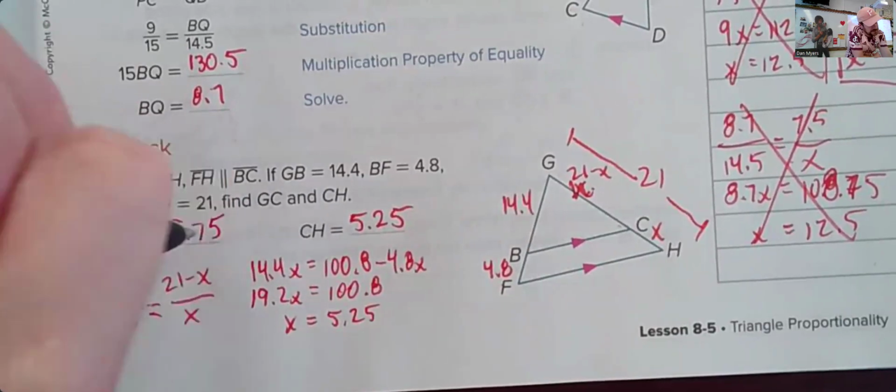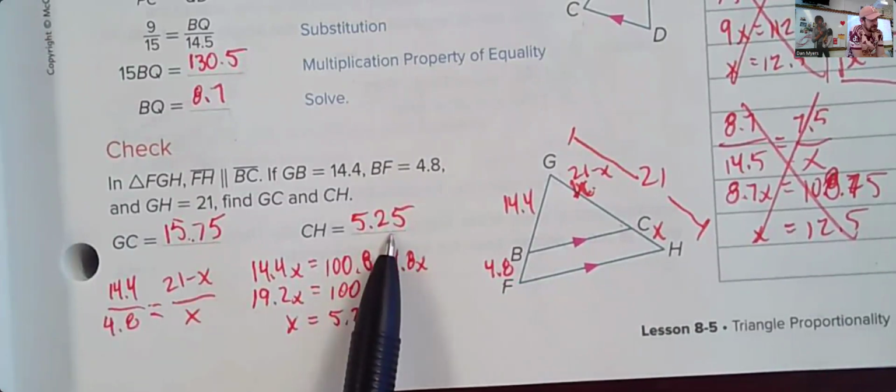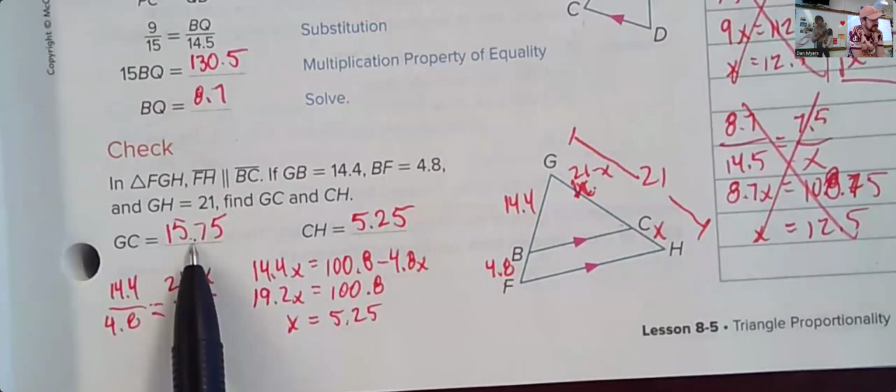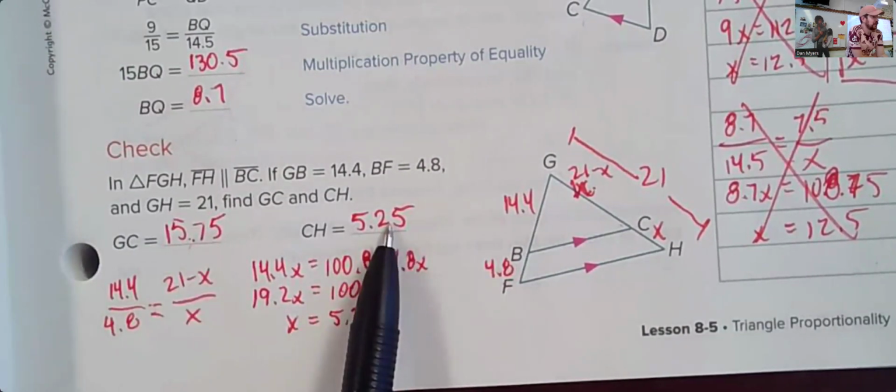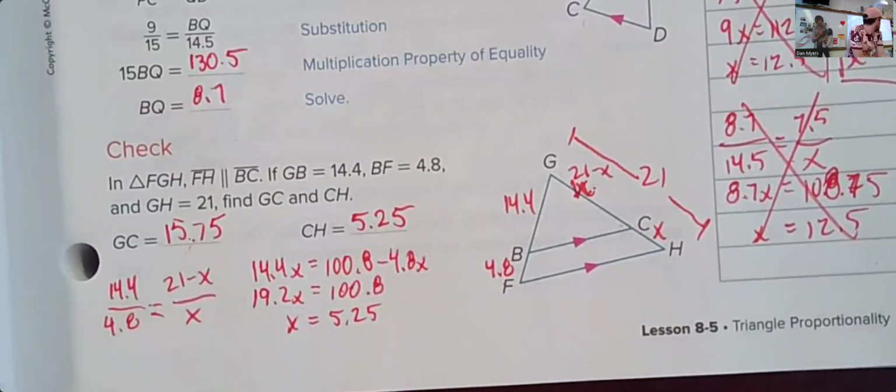Now, Zach mentioned something. He said that 14.4 over 4.8 is exactly 3 to 1. So that means we could multiply this by 3 to make it equal to that, or we could take this and divide it by 3 to make it equal to that. Does that work? Does 5.25 times 3 equal 15.75? Yeah. Cool. So I'll check it out.